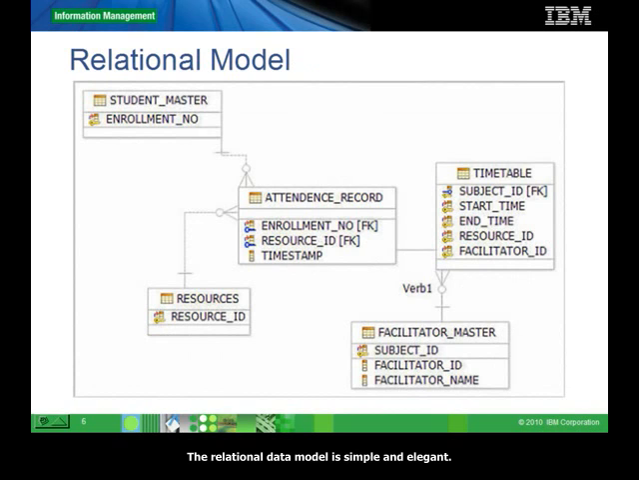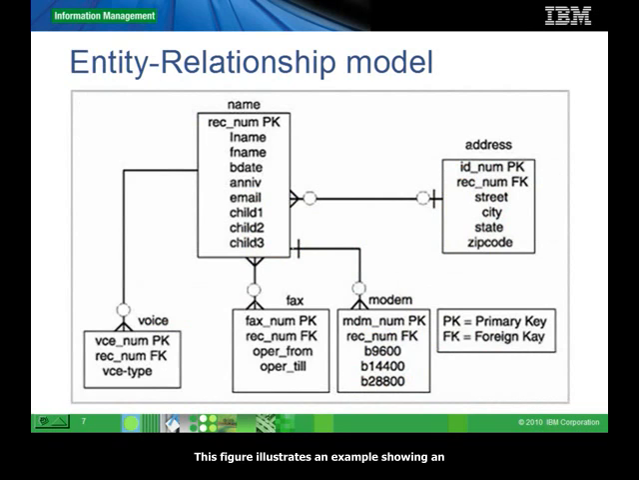The relational data model is simple and elegant. It has a solid mathematical foundation based on set theory and predicate calculus and is the most used data model for databases today. This figure illustrates an example showing an entity relationship, that is an ER diagram, that represents entities or tables and their relationships for a sample relational model.